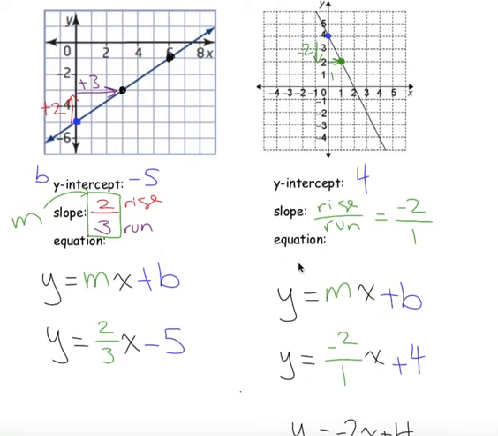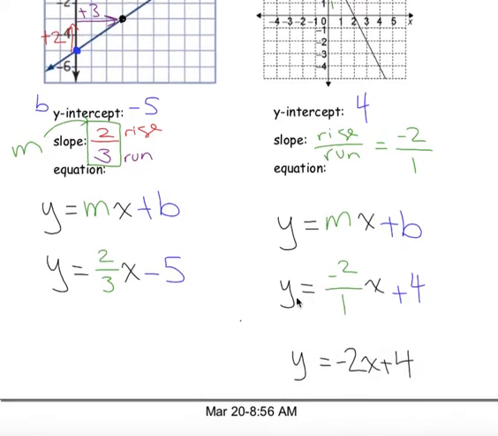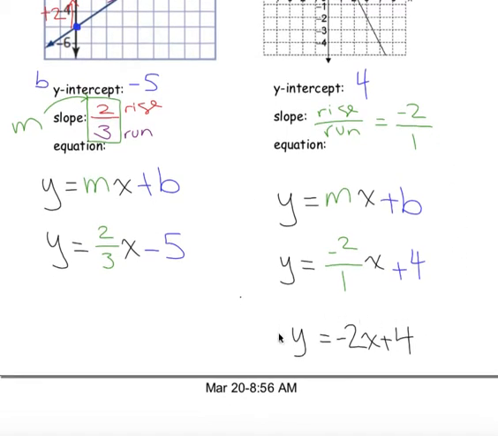So we take our equation, y equals mx plus b, and plug the information we just found into it. So y equals -2 over 1, because that is our m spot, that is our slope spot, x plus 4, because that is our y-intercept spot. And then we can bring it down to y equals -2x plus 4.